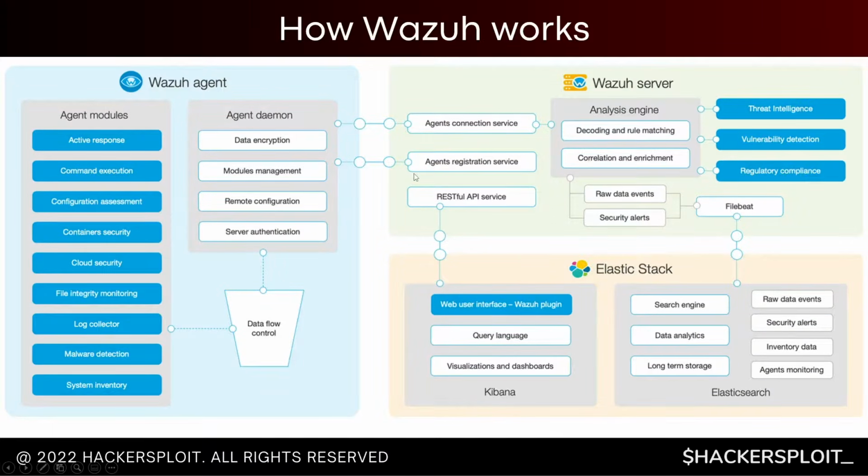And then, of course, you have the agent registration service, which is only used when you're setting up a new agent. You then have the raw data events and security alerts, and this goes into Elasticsearch. So this is the Elastic stack, whereby you have Kibana and Elasticsearch. Kibana provides us with the web user interface through the Wazuh plugin. You have the query language, and you can create visualizations and dashboards. Elasticsearch provides the search engine, data analytics, long-term storage, security alerts, etc. So it's really very simple to understand.